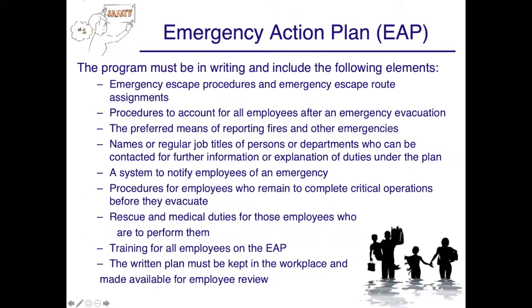Next, we will discuss the Emergency Action Plan, or EAP. The EAP must be in writing and include the following elements: emergency escape procedures and emergency escape route assignments, procedures to account for all employees after an emergency evacuation, preferred means of reporting fires and other emergencies, names or regular job titles of persons or departments who can be contacted for further information or explanation of duties under the plan, a system to notify employees of an emergency, procedures for employees who remain to complete critical operations before they evacuate, rescue and medical duties for those employees who are to perform them, and training for all employees on the EAP. The written plan must be kept in the workplace and be made available for employees to review.